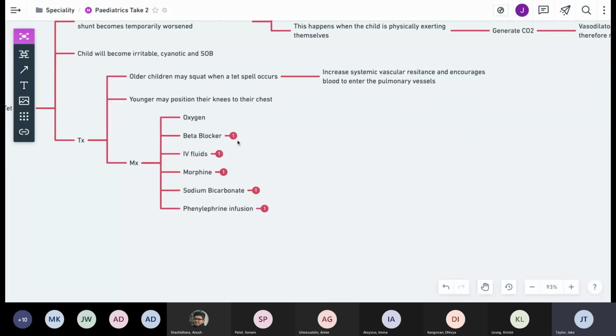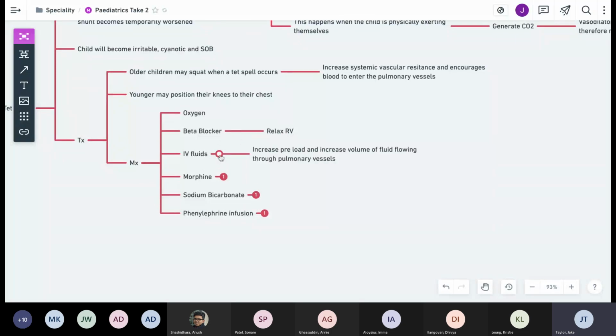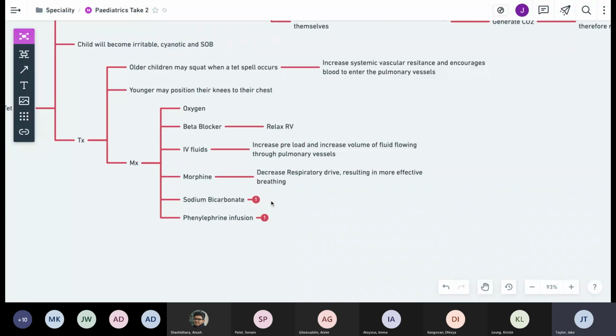So management of these patients, we're going to give them oxygen, obviously. A, B, C, D, E approach. Beta blocker to relax the right ventricle, basically to calm down the guy or girl. And IV fluids, you want to increase the preload, increase the volume of fluid flowing through the pulmonary vessels. You can give them morphine to decrease respiratory drive, resulting in more effective breathing. So you need to calm these patients down. They're crying, becoming even more blue, and it's just a vicious cycle.